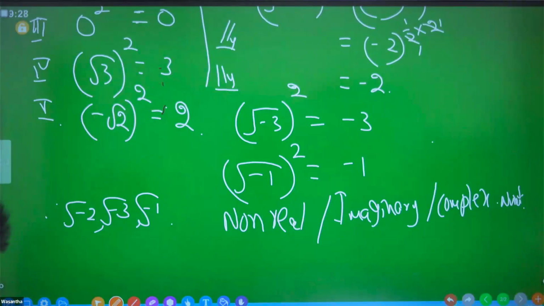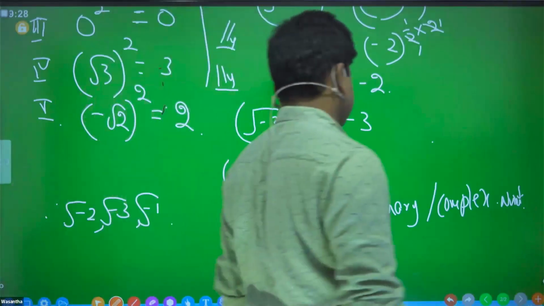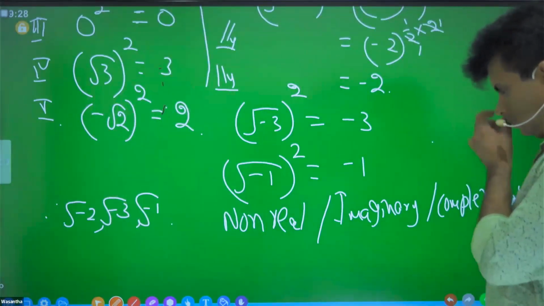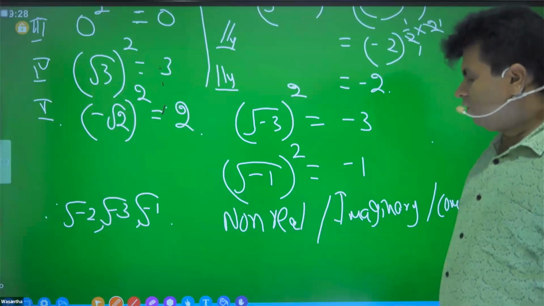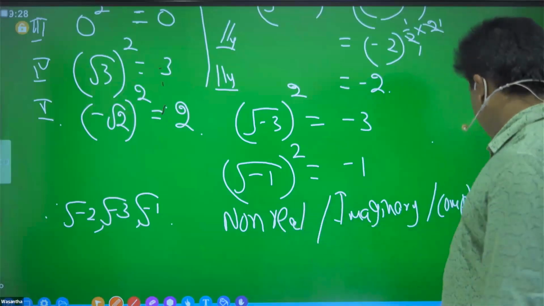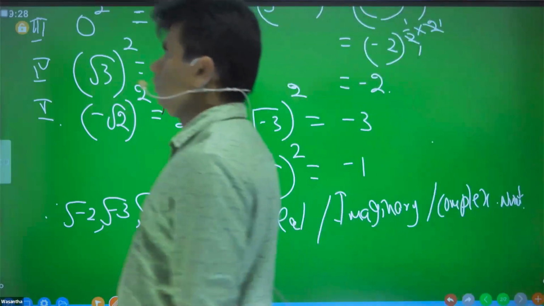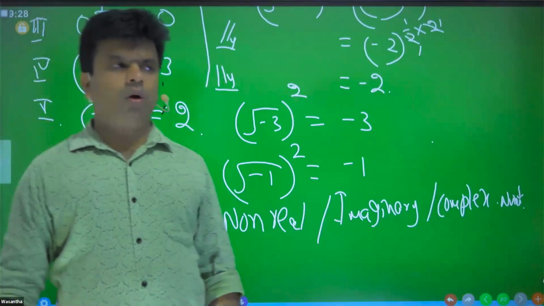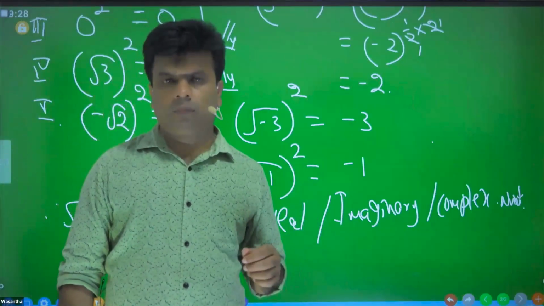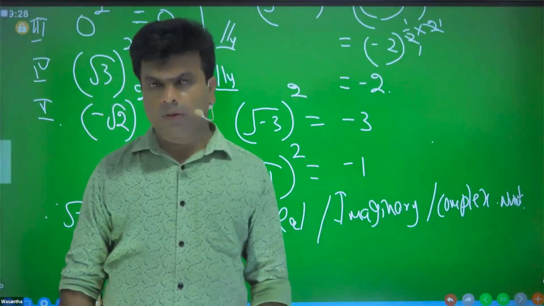Examples for imaginary numbers. And they are further called non-real or complex numbers, right?